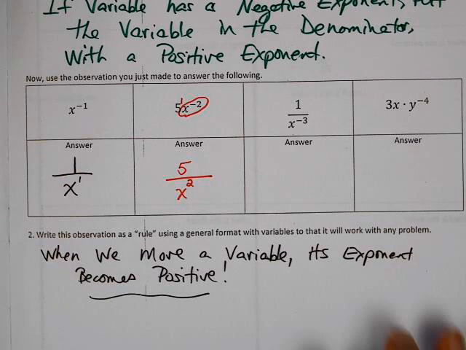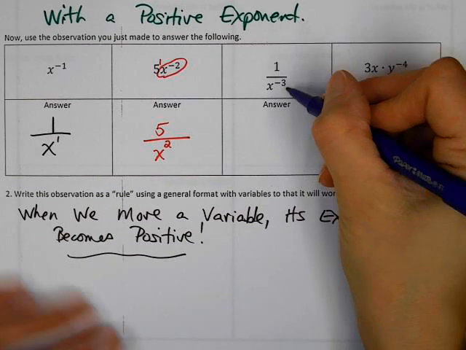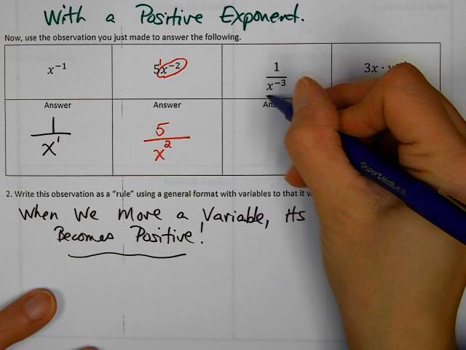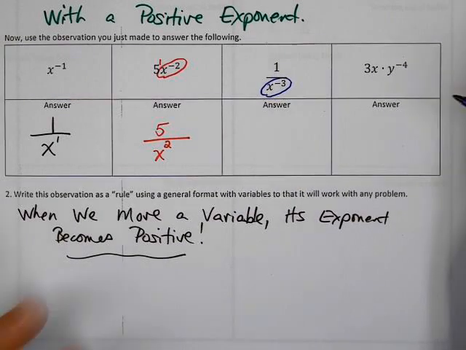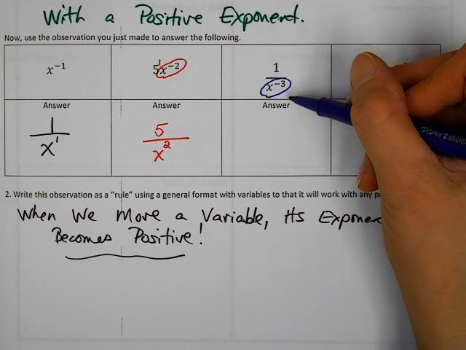Okay, what are we going to do here? I see x with a negative power, okay? Negative powers, they need to move. X needs to move, but he already is in the denominator. So where am I going to move him?